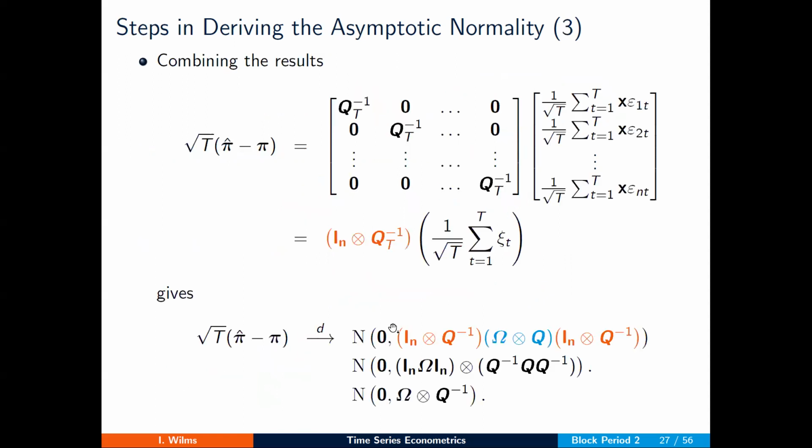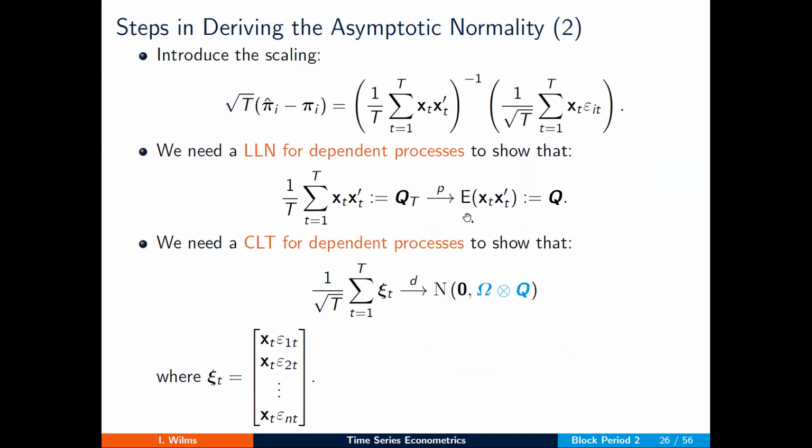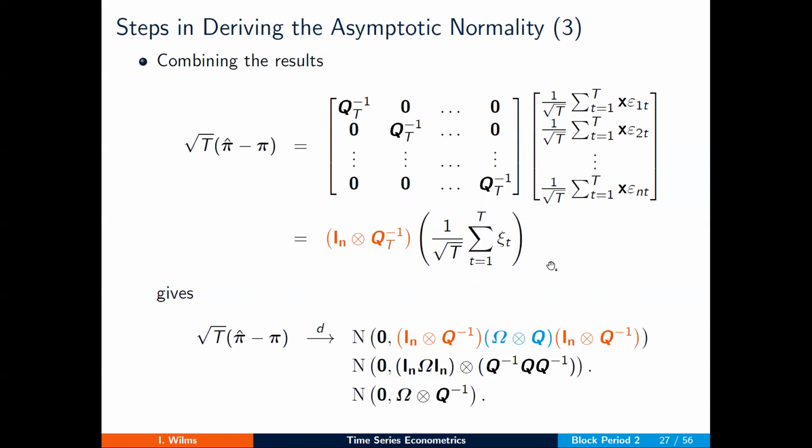Now, in the last step, we need to put all of the pieces together. And I rewrite here my left-hand side with this matrix notation. I've shown already convergence for each of these terms on the previous slides. So for the last one, I know that this term converges to a normal distribution. So this entire term, which is nothing more than a kind of rescaling of this last term, will also converge to a normal distribution.